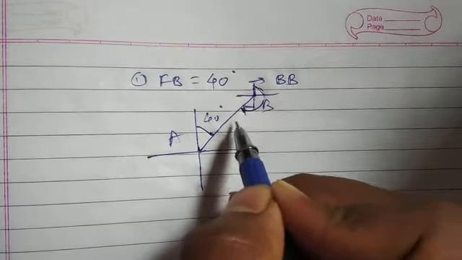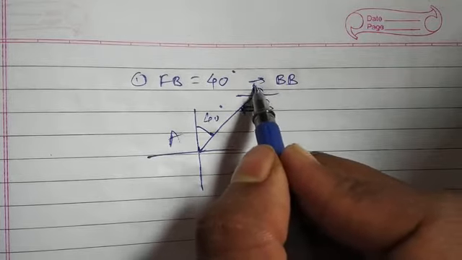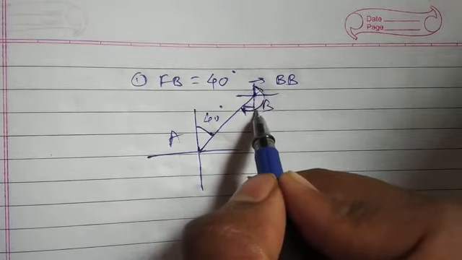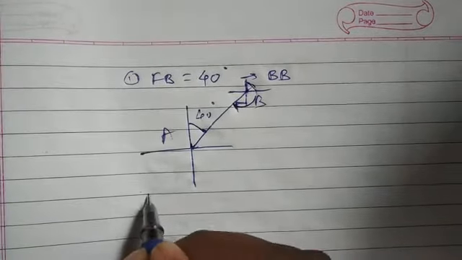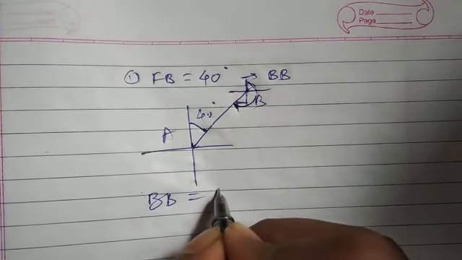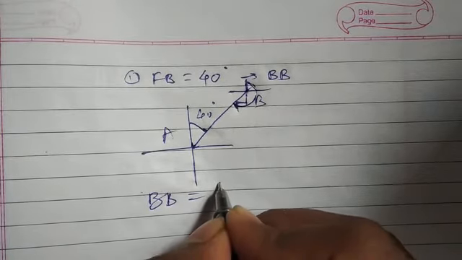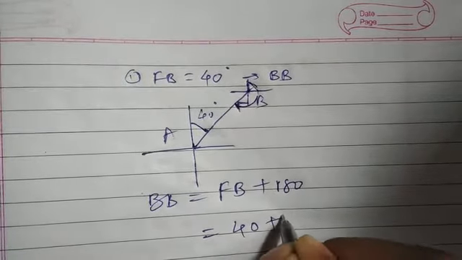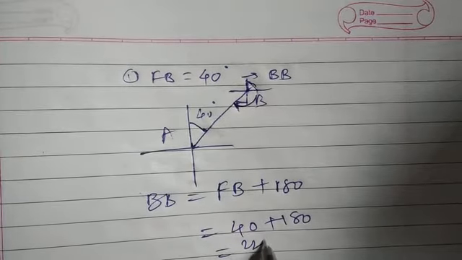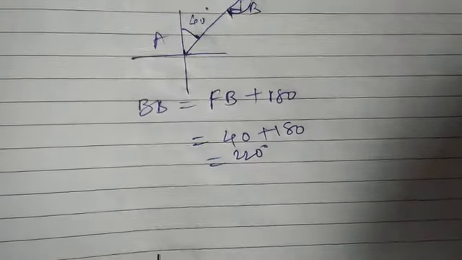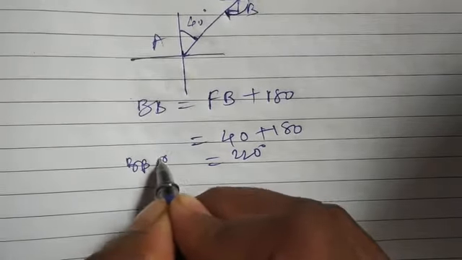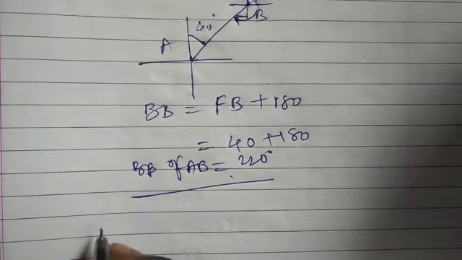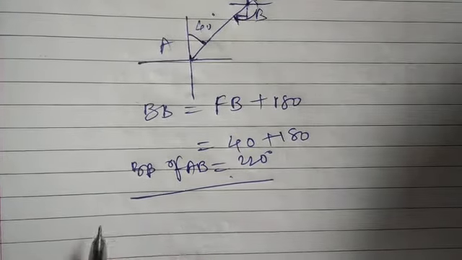Now we can see that here this angle and this angle are the same. Back bearing has this angle extra, so back bearing will be equal to forebearing plus 180 degree. So it is 40 degree plus 180 degree, it should be 220 degree. So the back bearing of the line is 220 degree. So this is how we'll find out the forebearing and back bearing of a line.